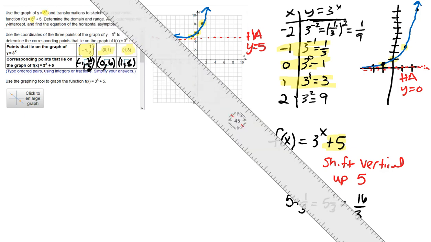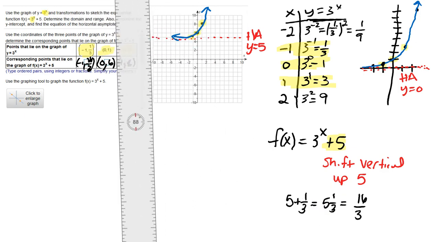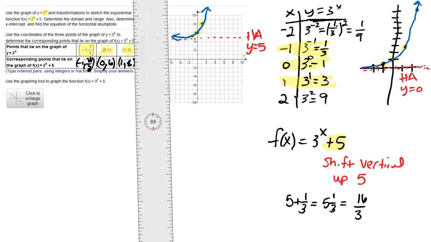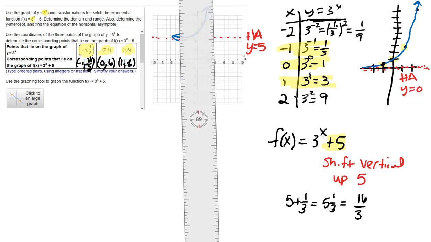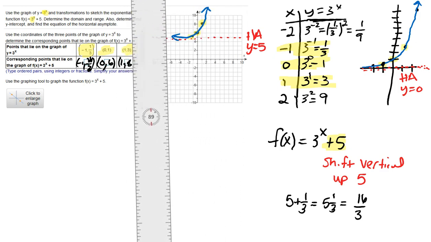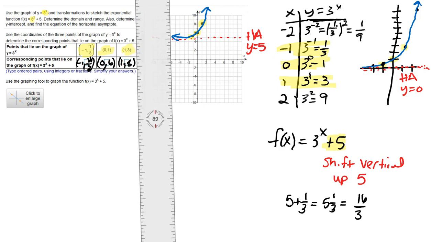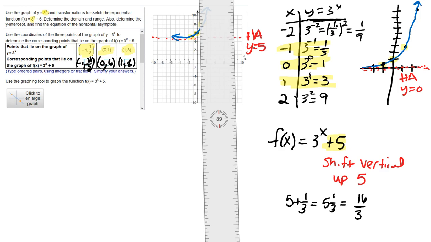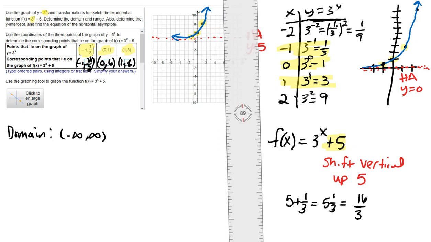So when I find domain, I hold my ruler vertically, and I go from left to right. And as you go from left to right, you'll notice with this graph, the first time you hit would be at -infinity, and the last time you hit is at +infinity. So the domain of our function is all real numbers or -infinity to infinity. And that's going to be the case with all exponential functions. They have a domain of all real numbers.